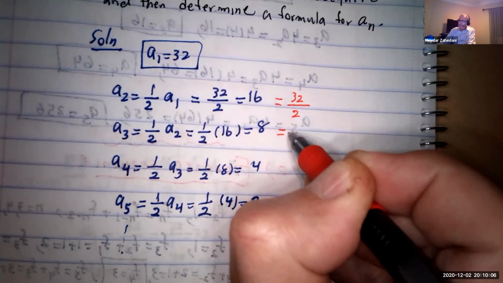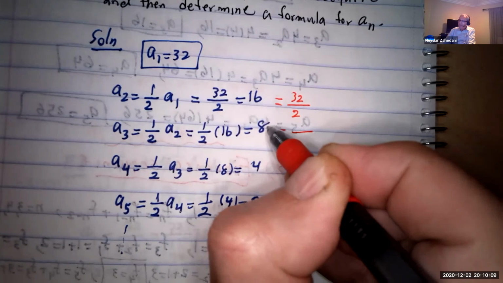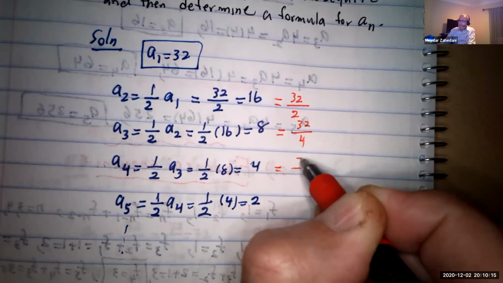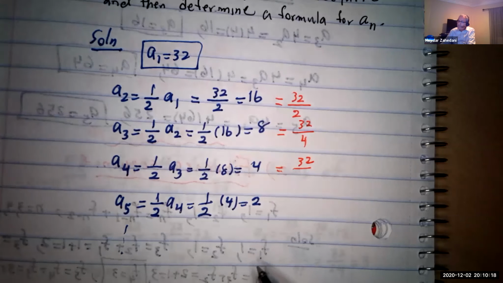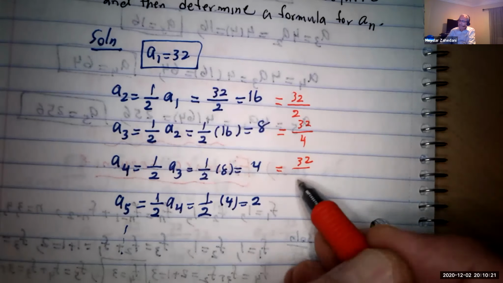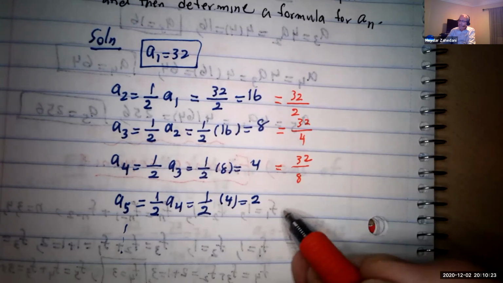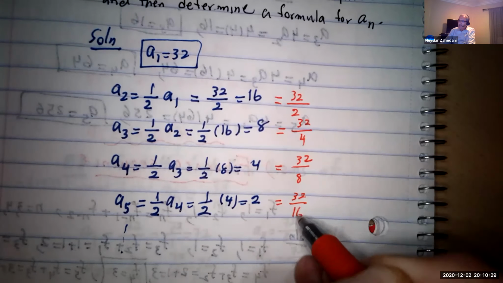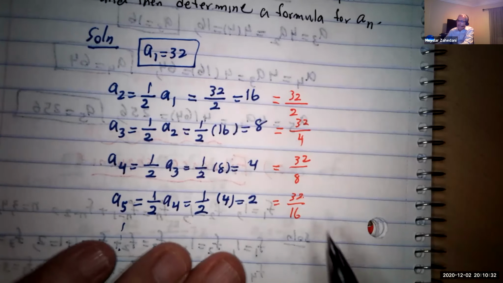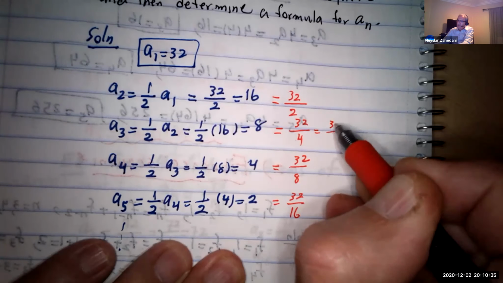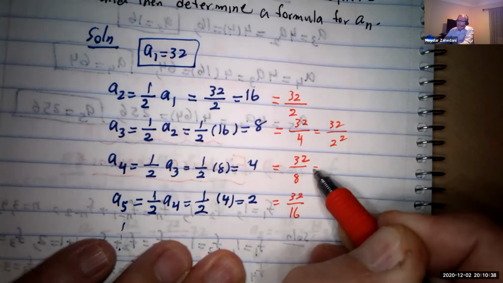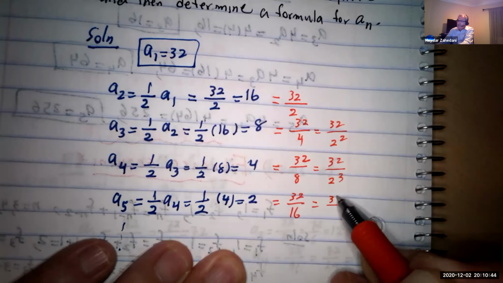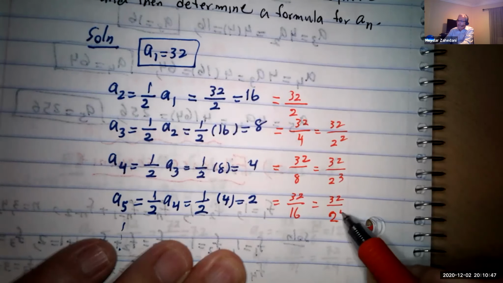Okay, and this is going to be 32 over 4. And this is going to be 32 over 8. And this is going to be 32 over 16. So that gives you an idea of what's going on, you see. This is 32 over 2 squared. This is 32 over 2 cubed. And this is going to be 32 over 2 to the 4th.